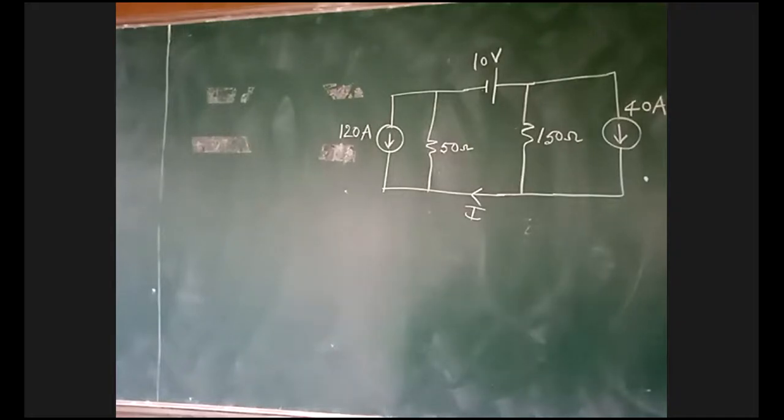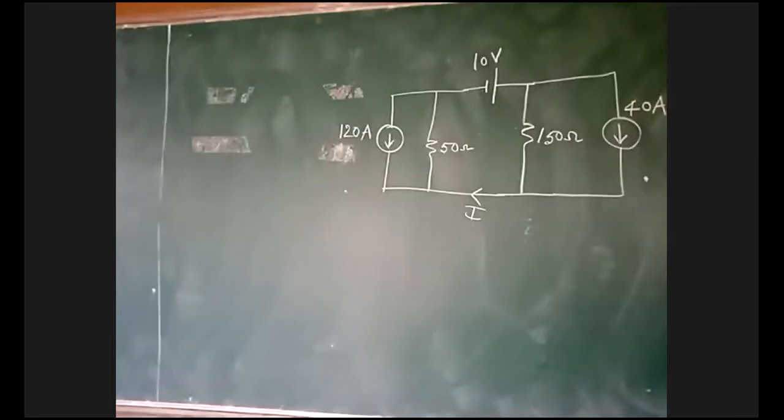Determine the current I in the circuit shown in figure using superposition theorem. They will ask only at one place to determine the current I. Determine the current I in the circuit shown in figure using superposition theorem.